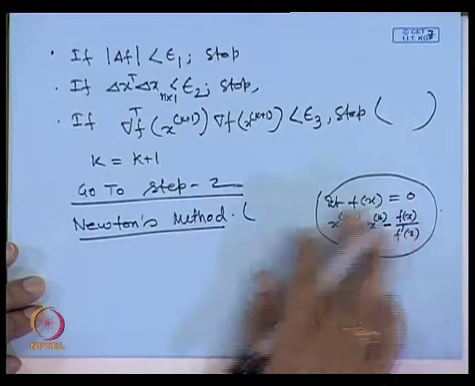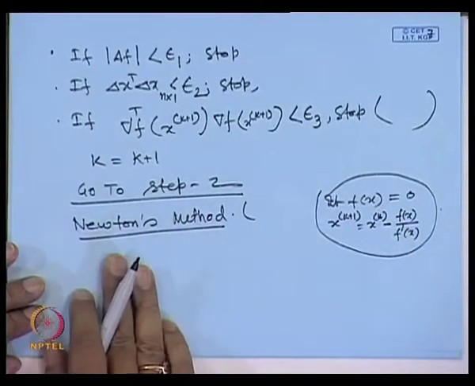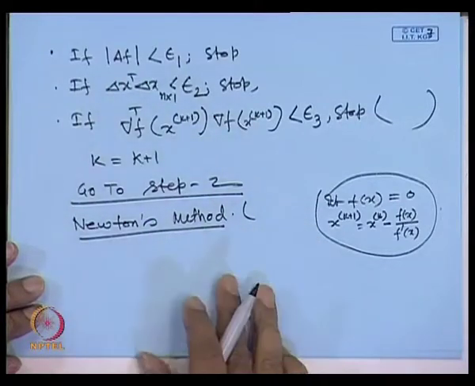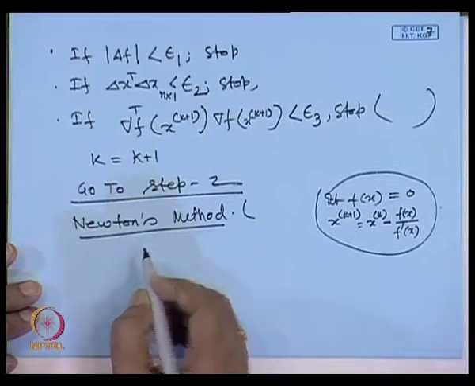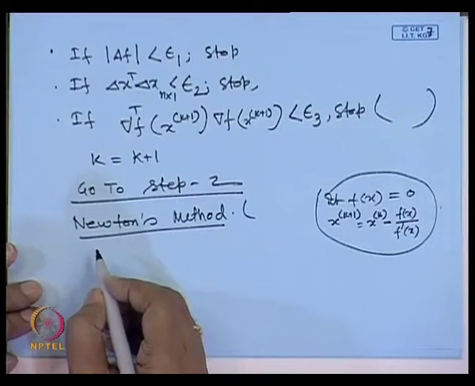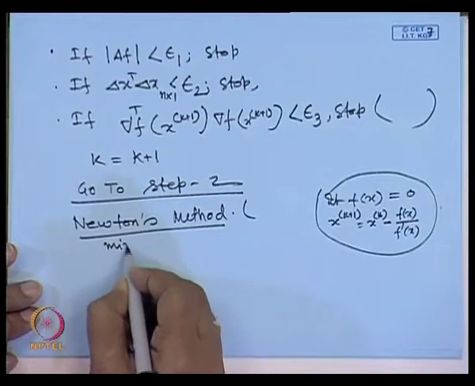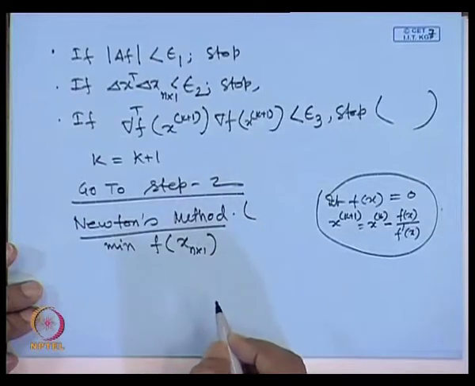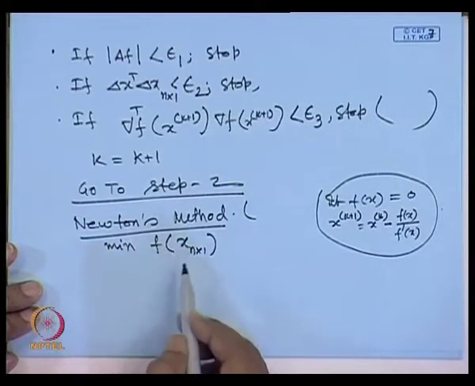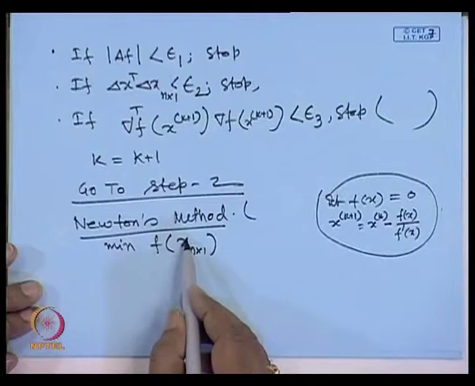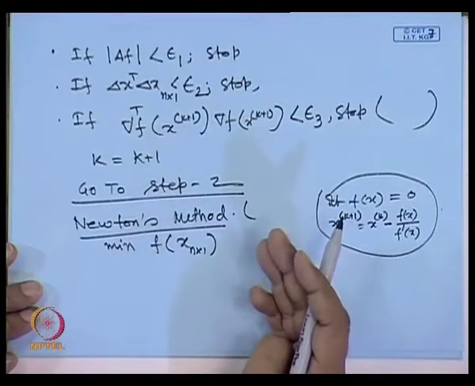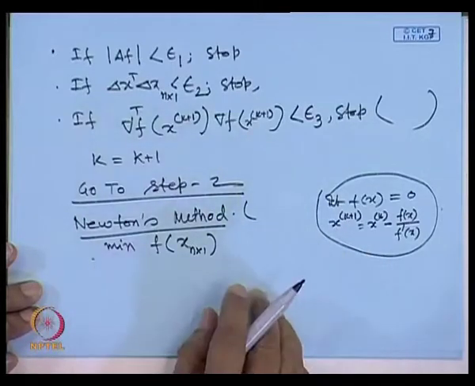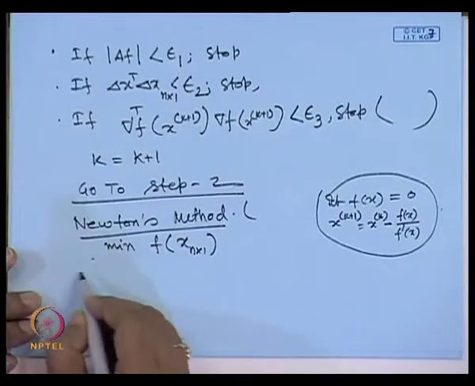The same concept we can apply here to find the minimum value of the function f of x. So, our job now is to minimize f of x, where x is a variable with n components, a function of x 1, x 2, up to x n. So, this function you have to minimize. Then what are we doing?